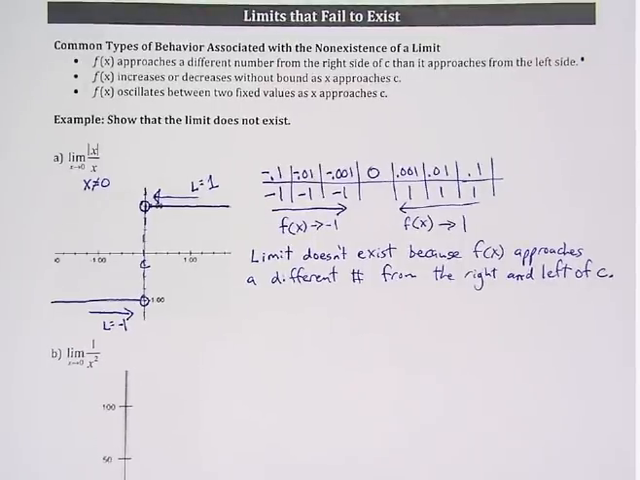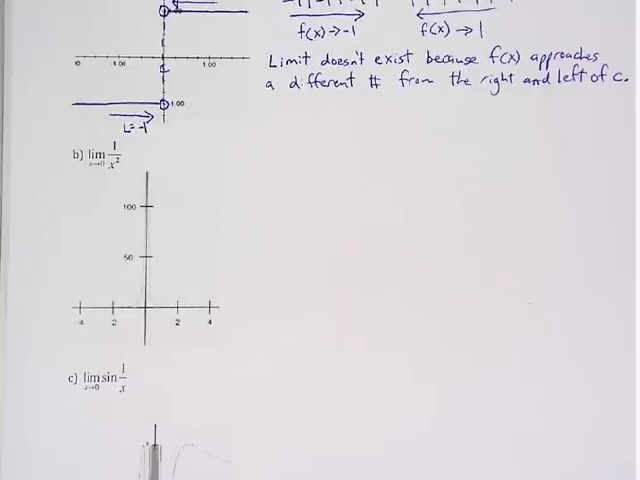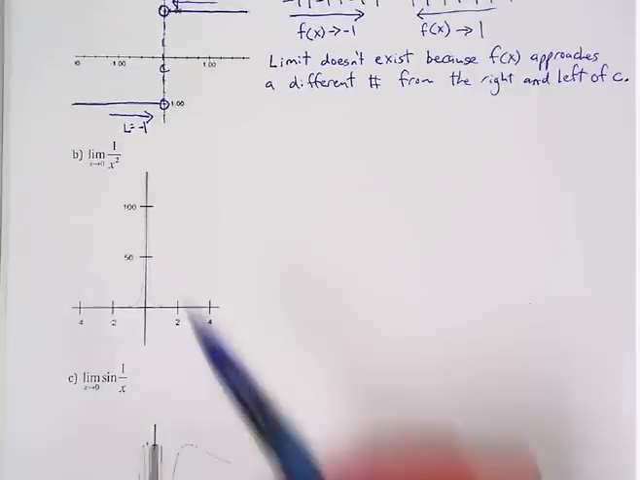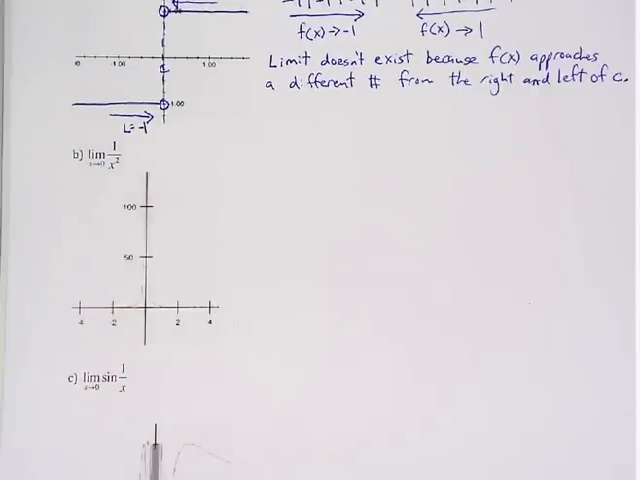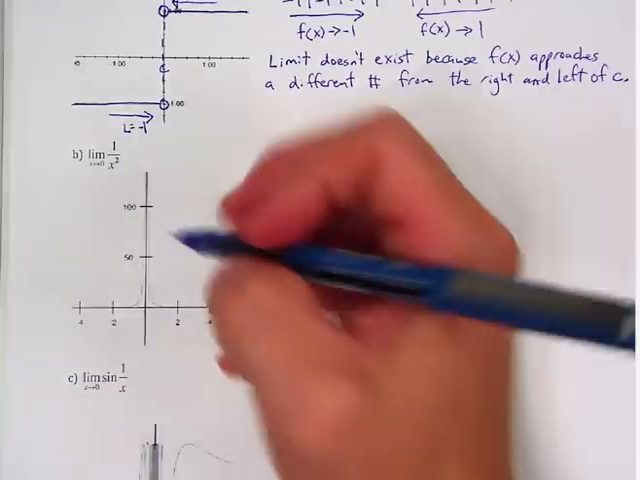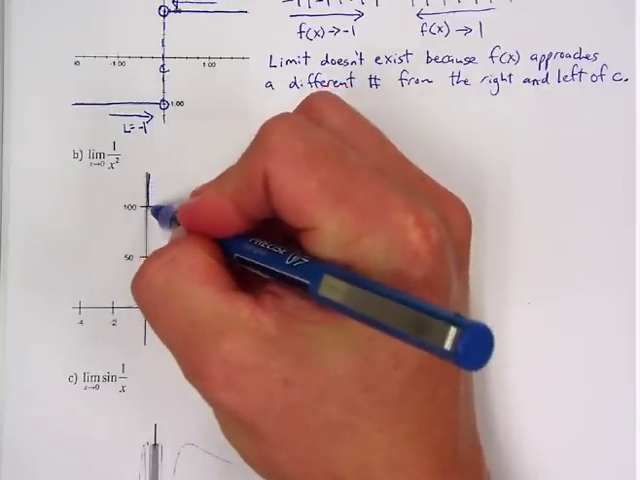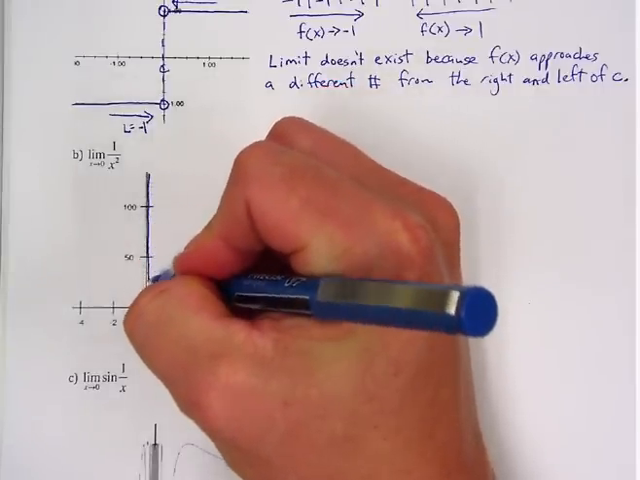All right, let's move on to our second one. Example B. Here we have the limit as x approaches 0 of 1 divided by x squared. So you can see here the graph of 1 divided by x squared.